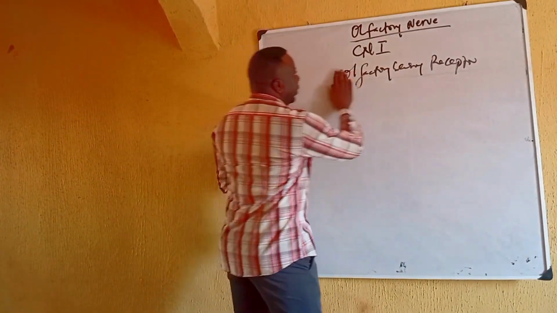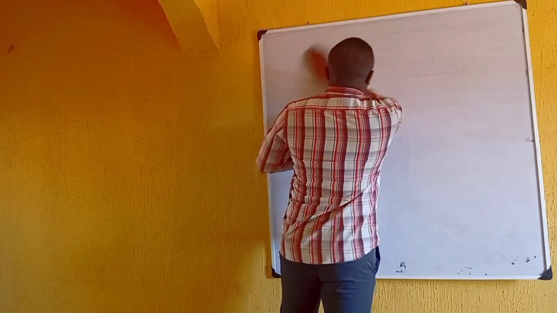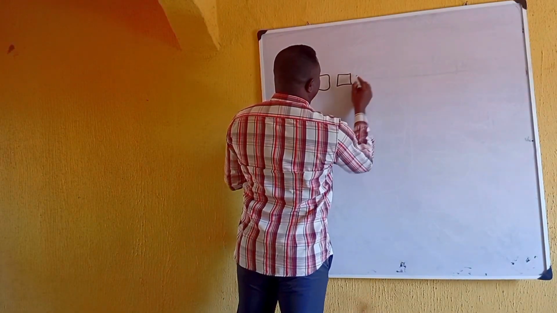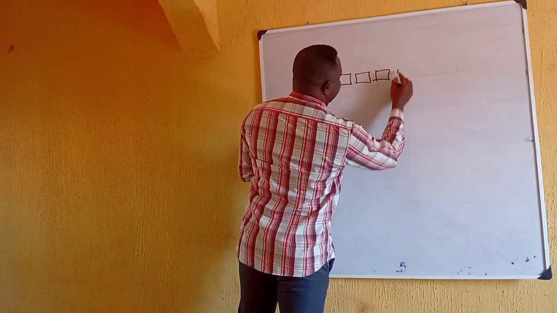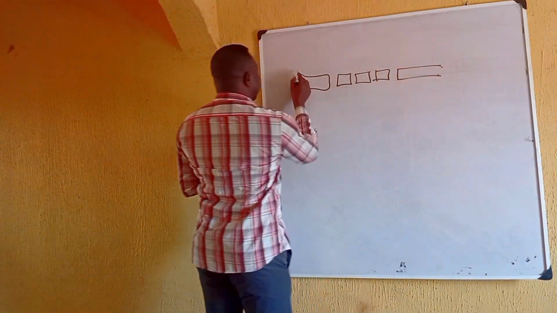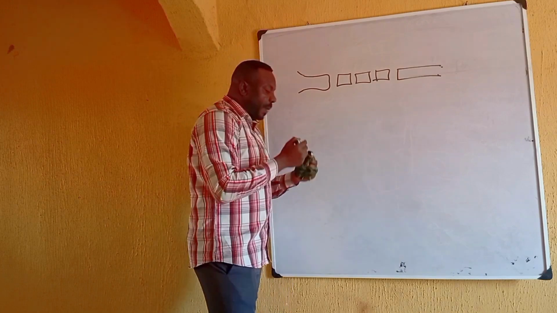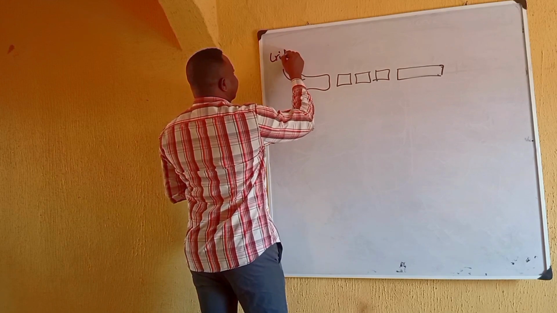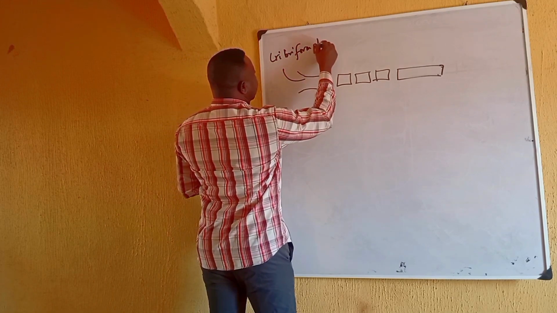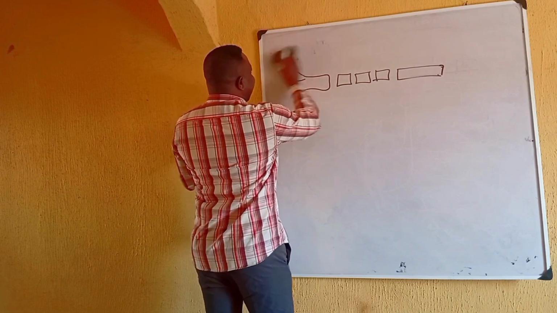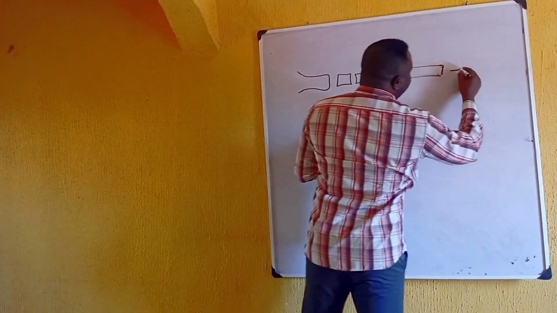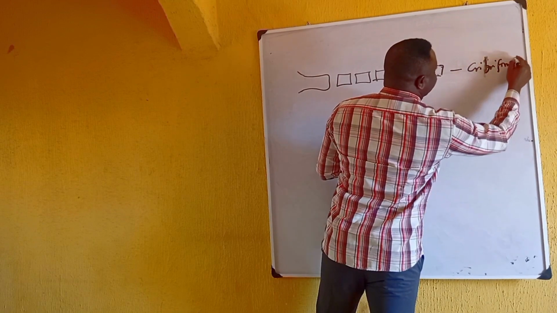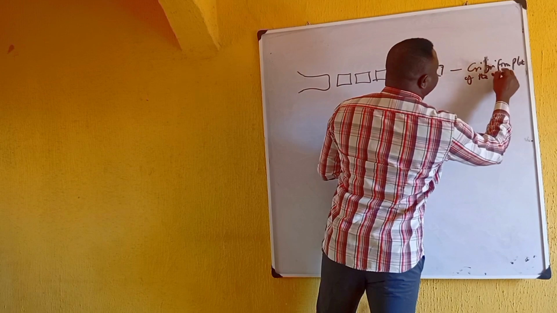Now, let us illustrate that on the board. Now, this is known as the cribriform plate of the ethmoid bone. Let me write it here. Cribriform plate of the ethmoid bone.